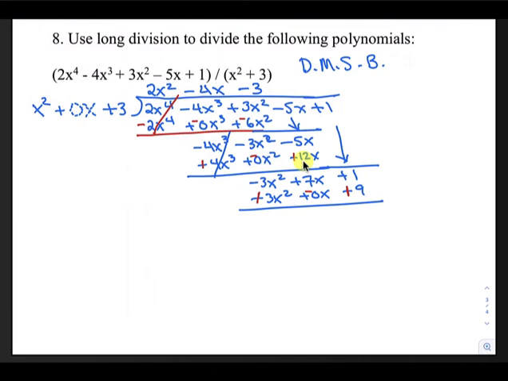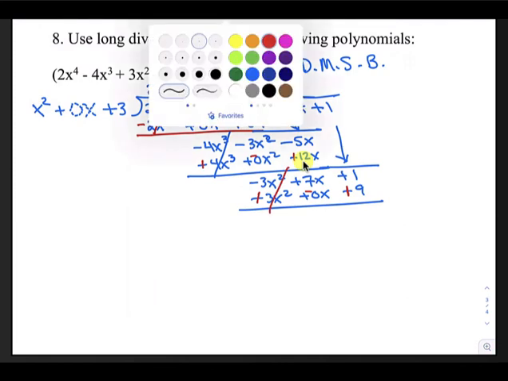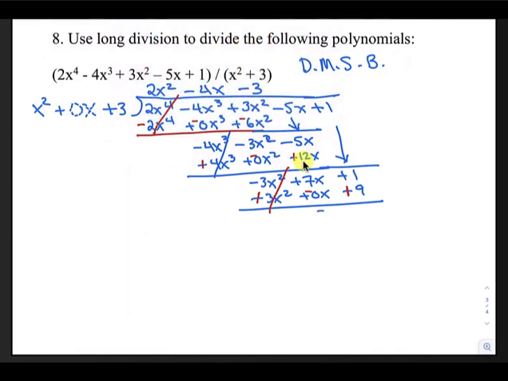The 3x squareds cancel out. 7 minus 0 is still 7, so that would be 7x. And then 1 plus 9 is 10. At this point, this is going to be our remainder, because you have 7x to the first power, and the divisor has an x squared in it. So the exponent of 1 is now smaller than the exponent of x squared in the divisor. So we know we can stop here, and your remainder is going to be 7x plus 10.